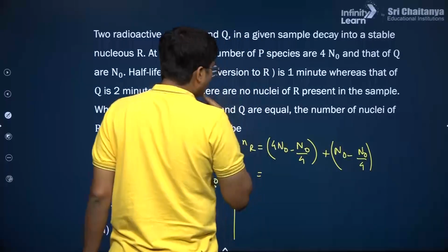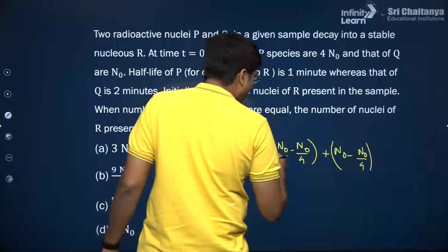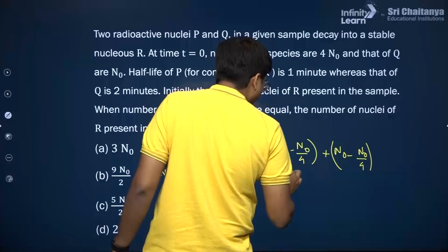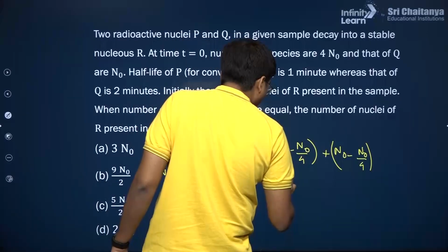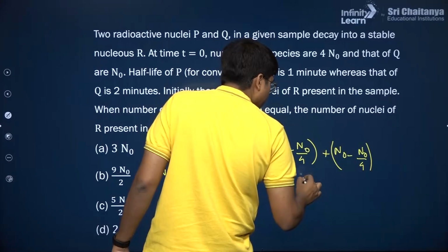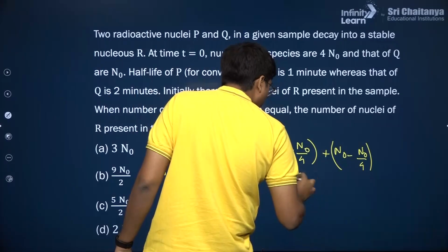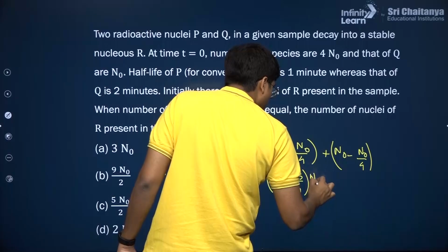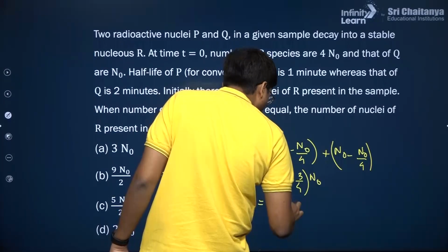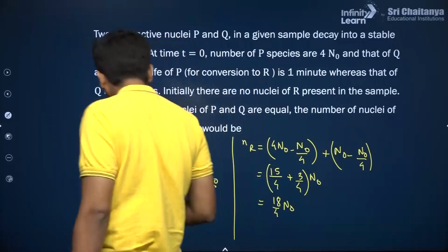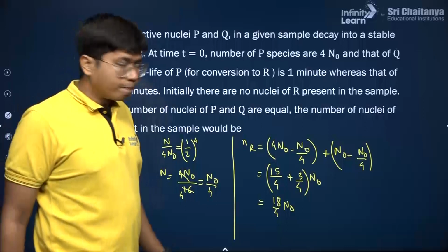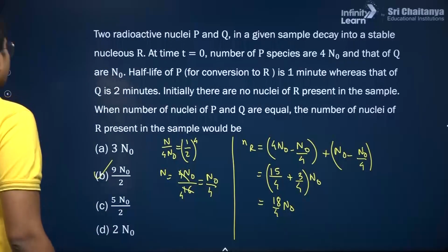Here you have 4 n naught, for this it is 16 minus 1, that's going to be 15 by 4, and here you have 3 by 4 into n naught, that is equal to 18 by 4 n naught, that is 9 by 2. I think we have an option for 9 by 2 n naught. Okay, let's move on now.